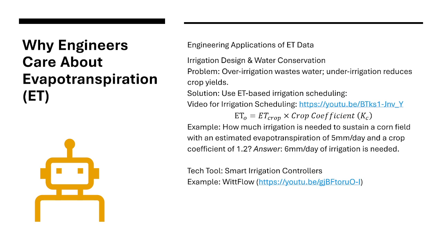So for example, how much irrigation is needed to sustain a cornfield with an estimated evapotranspiration of 5 mm per day and a crop coefficient of 1.2? The answer is 6 mm per day of irrigation, because the formula is just the ET crop, meaning your 5 mm per day, times the crop coefficient, which is your 1.2. So 5 times 1.2, we have 6 mm per day of irrigation.